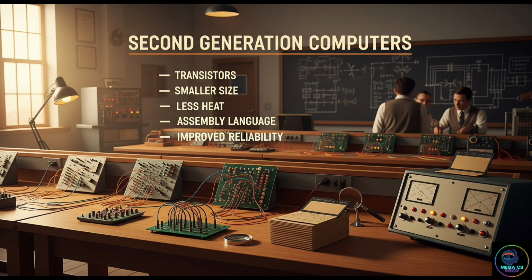Second-generation computers, 1956 to 1963. Second-generation computers replaced vacuum tubes with transistors, which were smaller, more reliable, and generated less heat. Assembly language was used for programming, making software development easier compared to machine language.